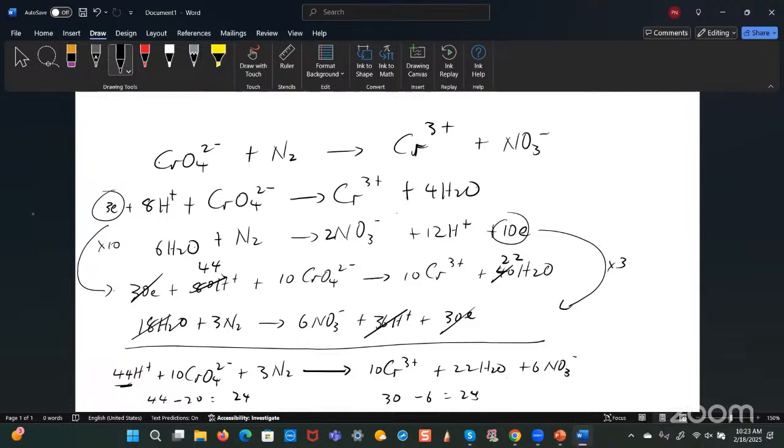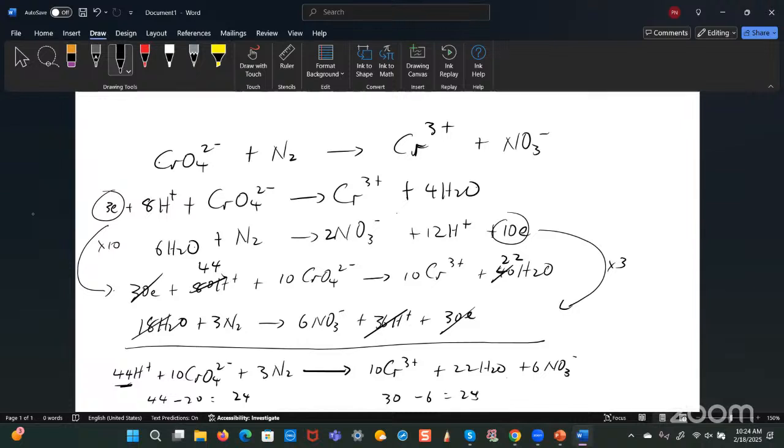Yes, sir. We take water to add oxygen. That's just how it works. There's another way of doing it where you add hydroxide ions, but I won't show you that method. But basically, these redox reactions always involve water along with either hydrogen ions or hydroxide ions. For all purposes, I'm just sticking to the method which uses water and hydrogen ions.